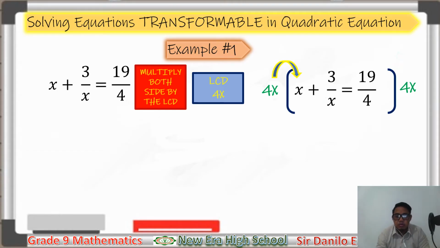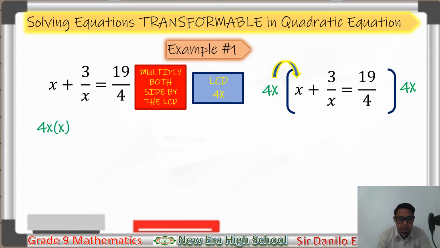So, una i-multiply natin 4x times x. Again, kaya natin siya i-multiply, yung mga numbers o yung mga terms dyan, para mawala yung denominator, para mas madali. Wala nang fraction, para mas madali natin masolve. Okay, so ang goal natin dyan, after multiplying yung sa LCD, yung whole equation, wala nang magiging denominator. Yung result niya, hindi na fraction.